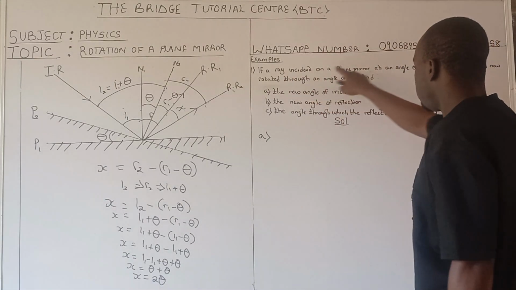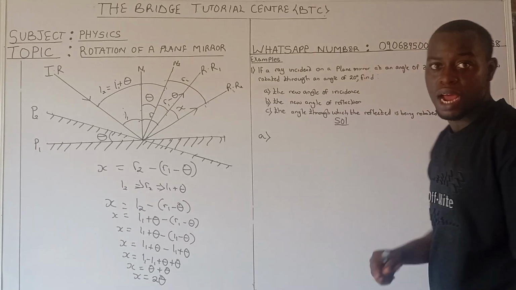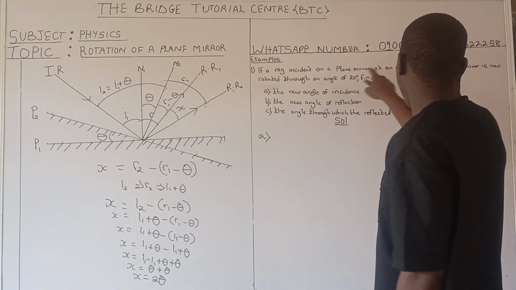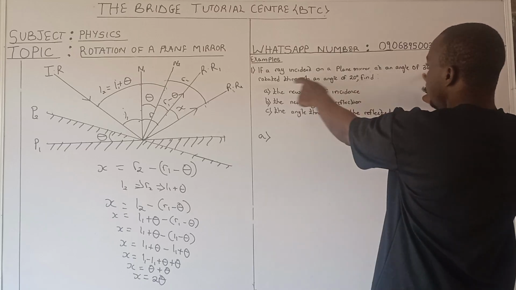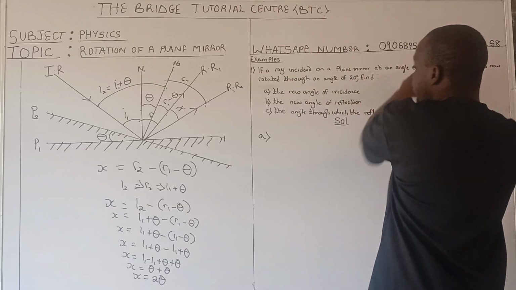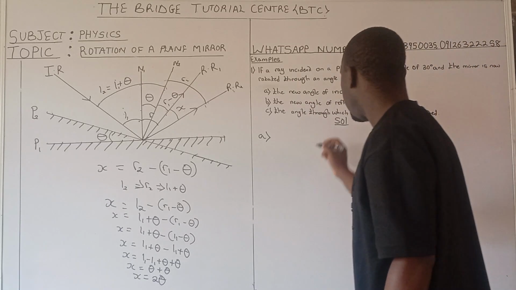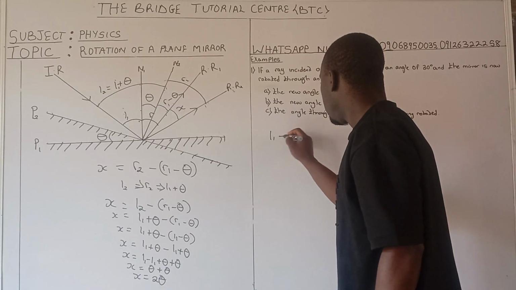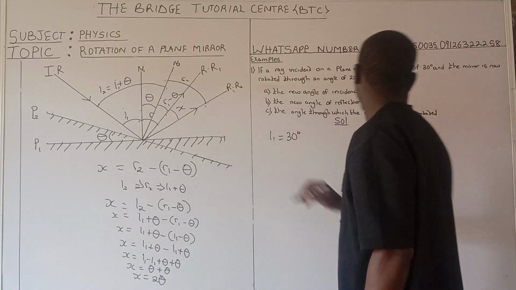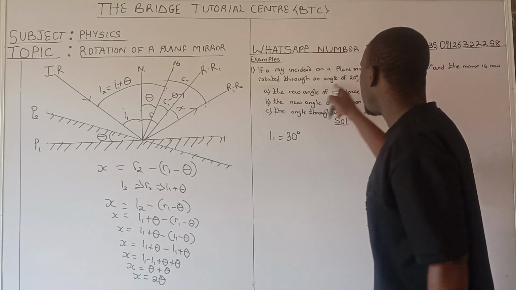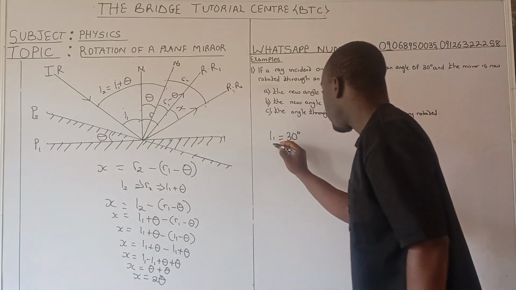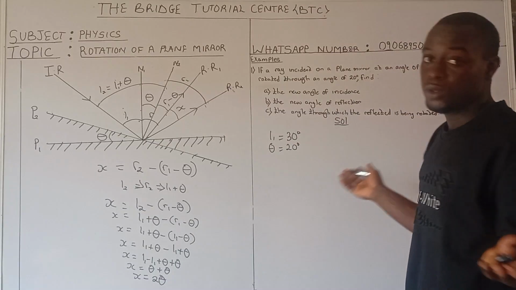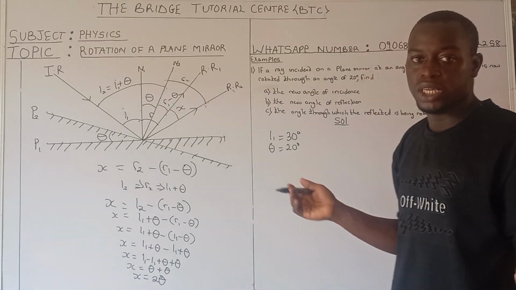The first thing in physics, don't forget, you write out your parameters. What are the parameters? If a ray is incident on a plane mirror at an angle of 30 degrees, our angle of incidence I1 equals 30 degrees. And the mirror is now rotated through an angle of 20 degrees, so our angle of rotation theta equals 20 degrees. Those are the parameters given in the question.